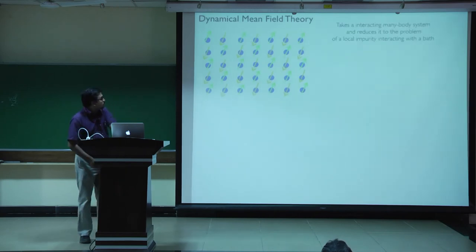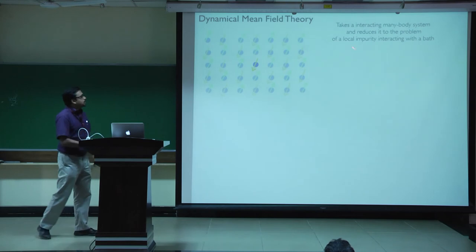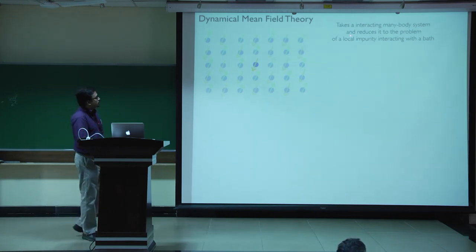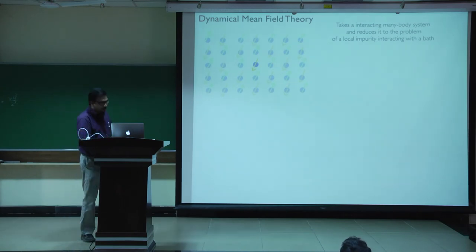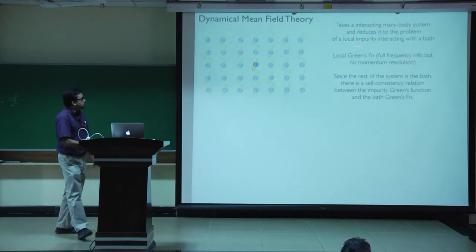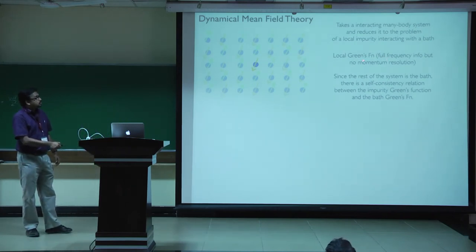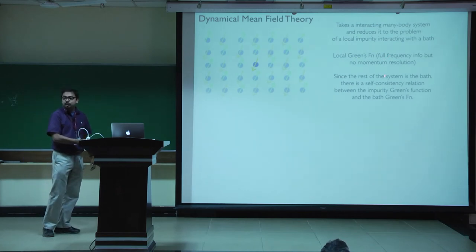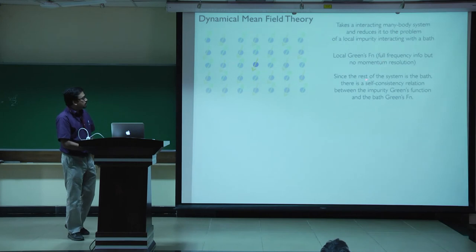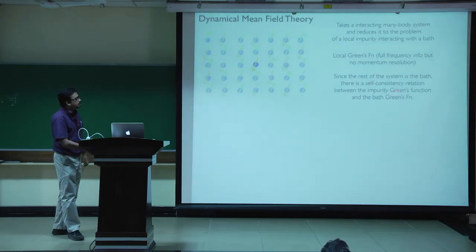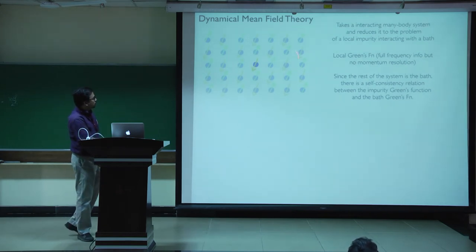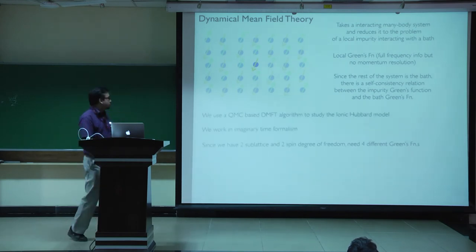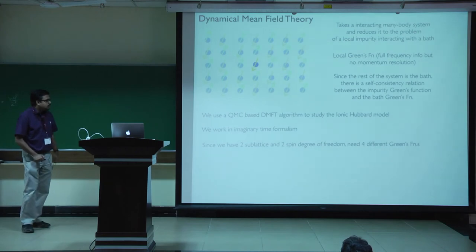OK, so DMFT, I don't want to say too much about it. It's basically a way of treating strong correlations, which takes an interacting many-body system and reduces it to a problem of a local particle interacting with a bath. So you think of the rest of the system as a bath. And you work with the local Green's function, and this is important. So you get the full frequency information, but you have no momentum resolution coming out from the way you are going to treat this. And since the rest of the system is a bath, there's a self-consistency relation between what is happening here and what is happening to the bath. And once you do that, you get answers for the local Green's function.